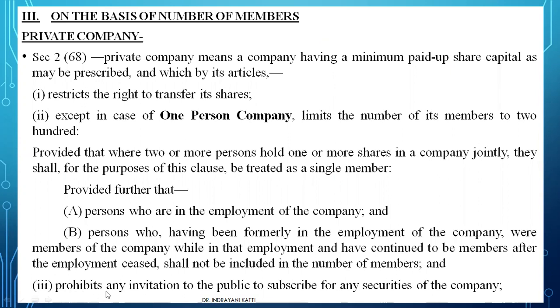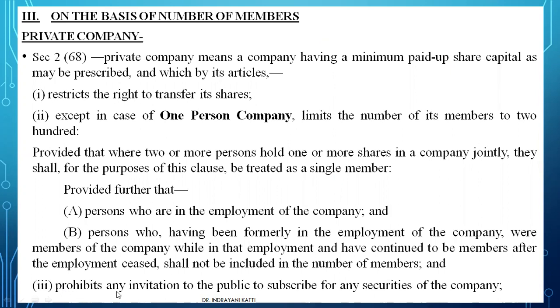And it prohibits any invitation to the public to subscribe for any securities of the company. In short, what you can say is a private company restricts the transfer of shares from one person to another person. And the private company membership maximum limit is 200.